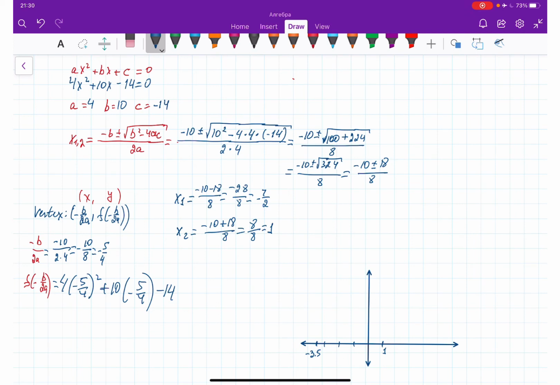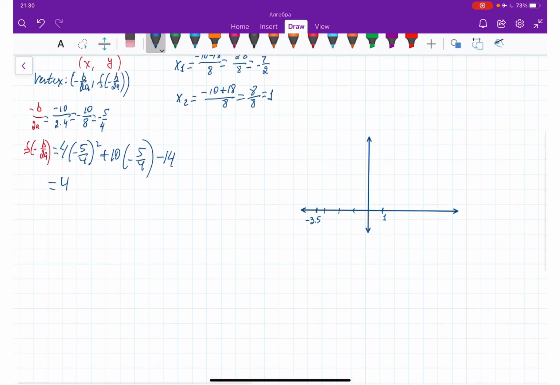If I plug, this is going to be 4 times 25 over 16 plus, oh, it's going to be minus because we have minus 10 times 5 over 4 and minus 14. So this is 1, this is 4, 25 over 4 minus by 2, this is 5, this is 2, 25 over 2 and minus 14. So let's see what we get.